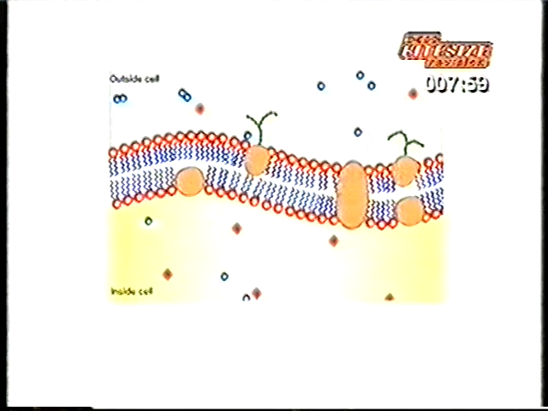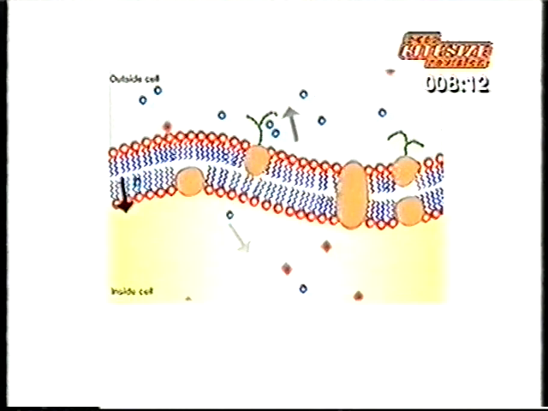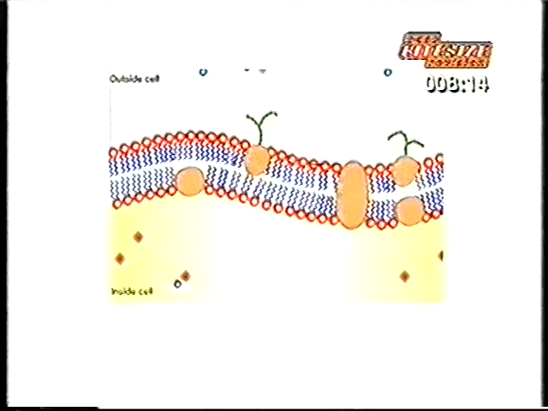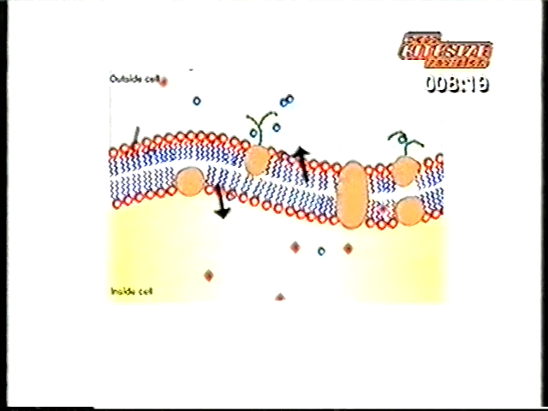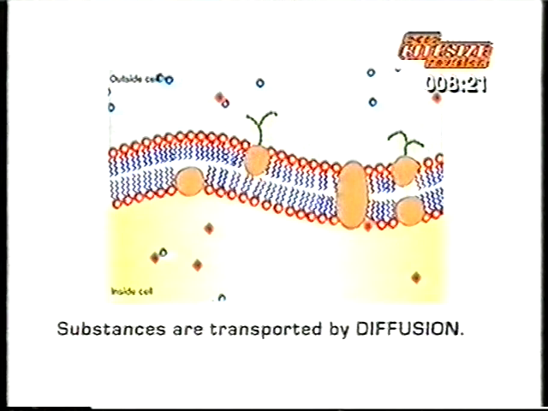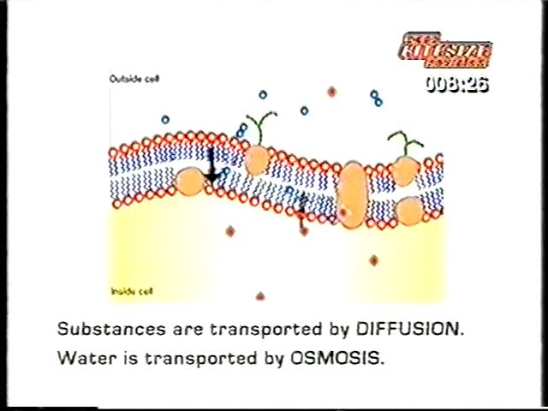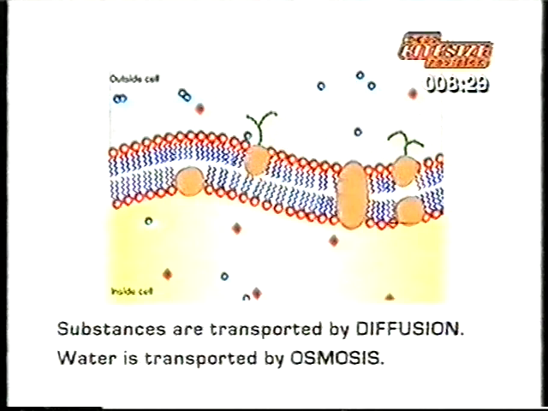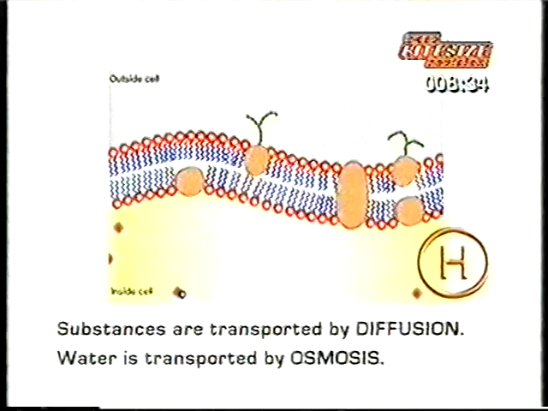But how does this work with cells? A large part of a cell and its surroundings is water, and molecules of water and dissolved substances pass in and out of the cell through the cell membrane all the time. The cell membrane is partially permeable. It allows some substances, shown in blue, to pass through, but not others, shown in red. Substances are transported across the cell membrane by diffusion, and water is transported across the cell membrane by osmosis. There's more about transport through the cell membrane in the higher tier program.